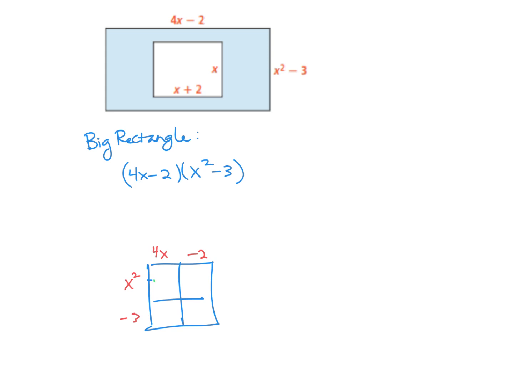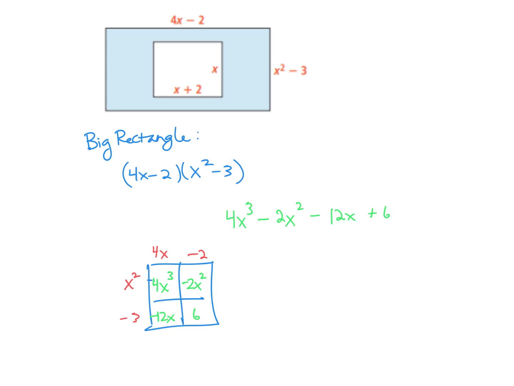4x times x squared is a 4x to the third. Negative 2 times x squared is a negative 2x squared. 4x times negative 3 is negative 12x, and negative 2 times negative 3 is positive 6. All right, as I look at that, there are no like terms, so it's just going to be 4x cubed minus 2x squared minus 12x plus 6. That's the area of the big rectangle.